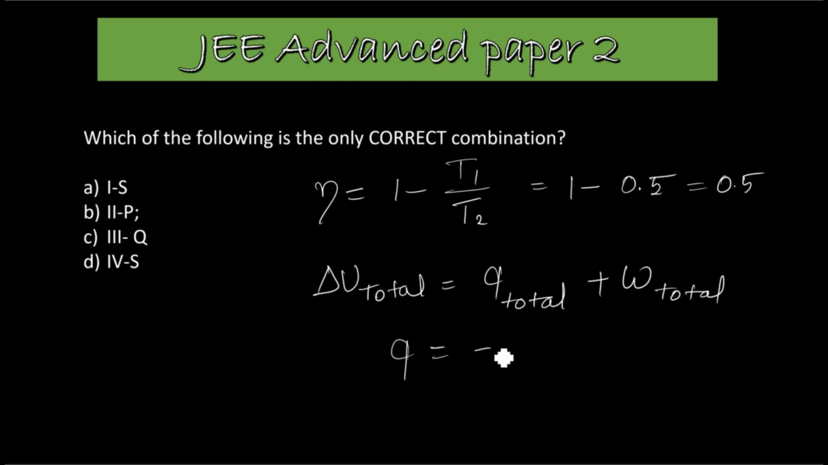So Q total is Q plus W. So Q will be minus W, isn't it? So Q equal to T delta S. So T2 delta S minus T1 delta S I'm taking. So T2 is the heat taken from the source and T1 is the heat rejected to the sink. So I'm substituting the value over here. 800 into delta S.